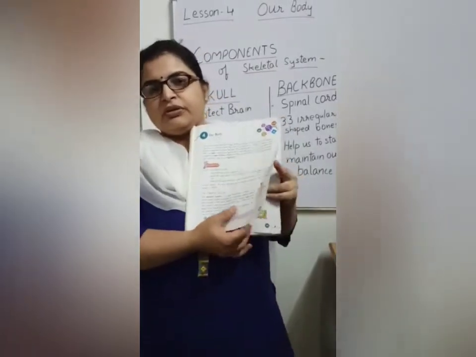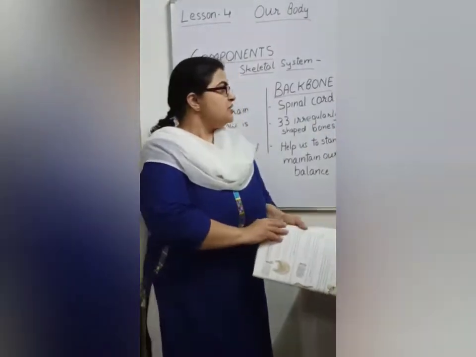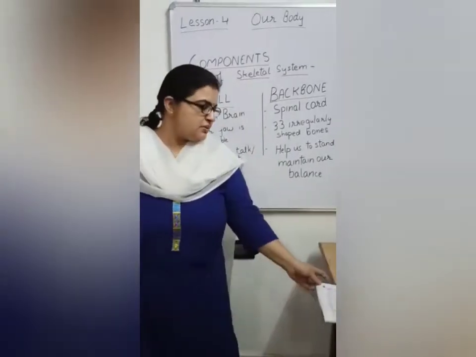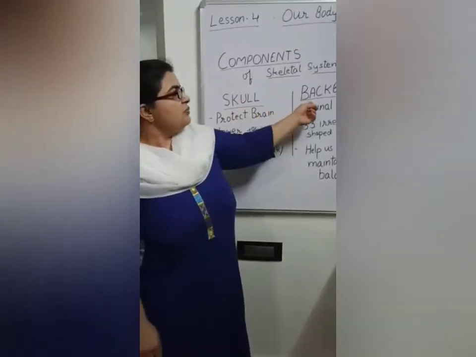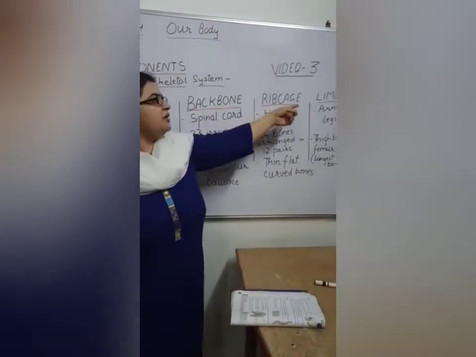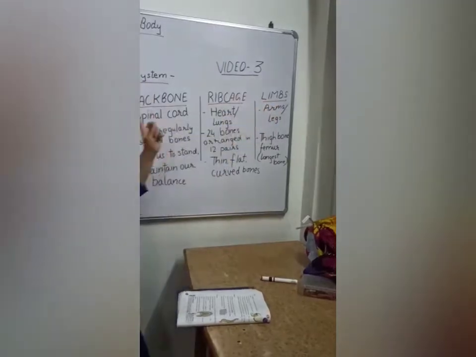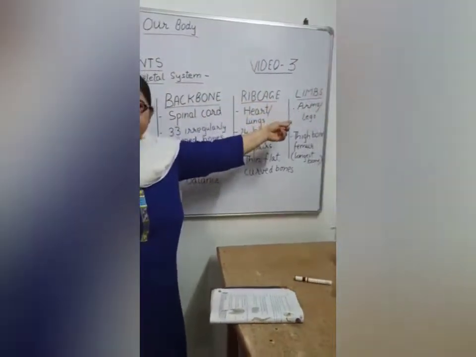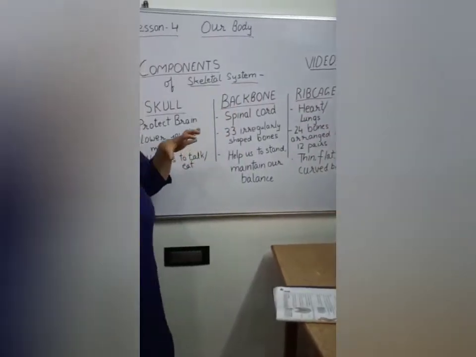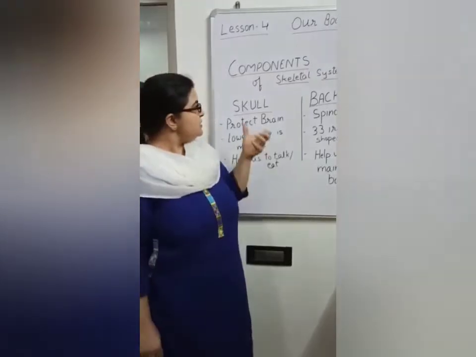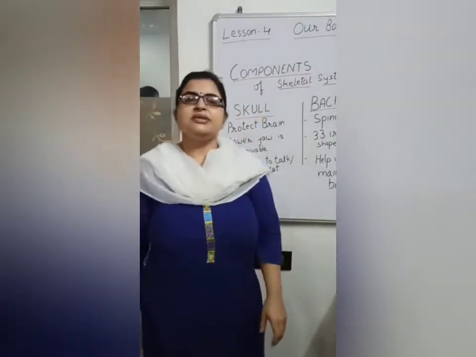So basically, as you can see on this whiteboard, the skeletal system has 4 components: skull, backbone, rib cage and limbs. Okay, so these are the 4 components: skull, backbone, rib cage and limbs. Now we will be discussing these 4 components one by one. First, coming to what is the skull.